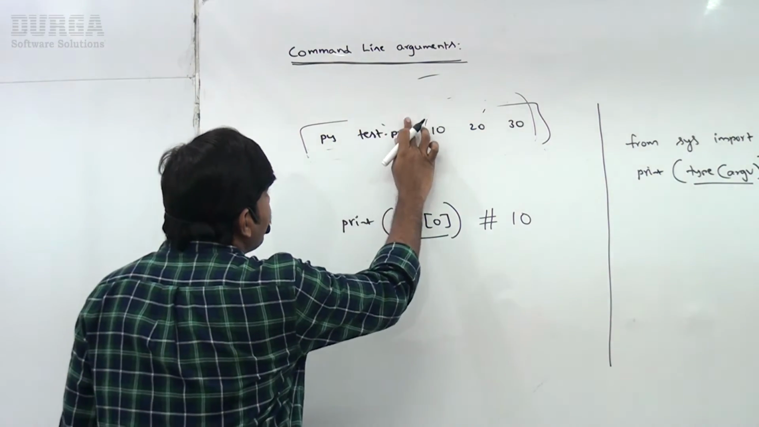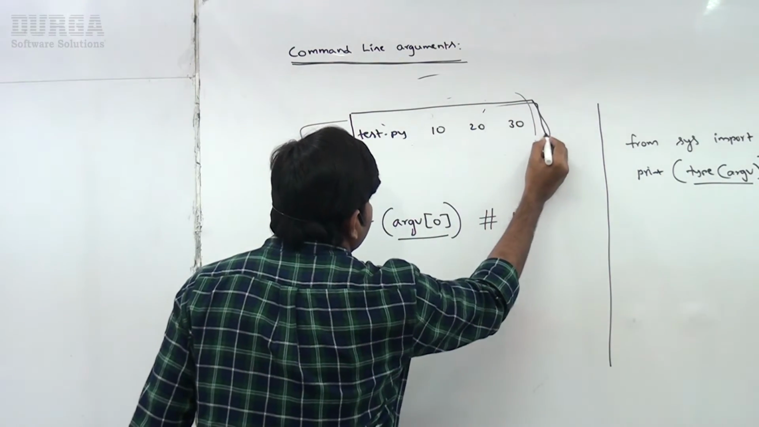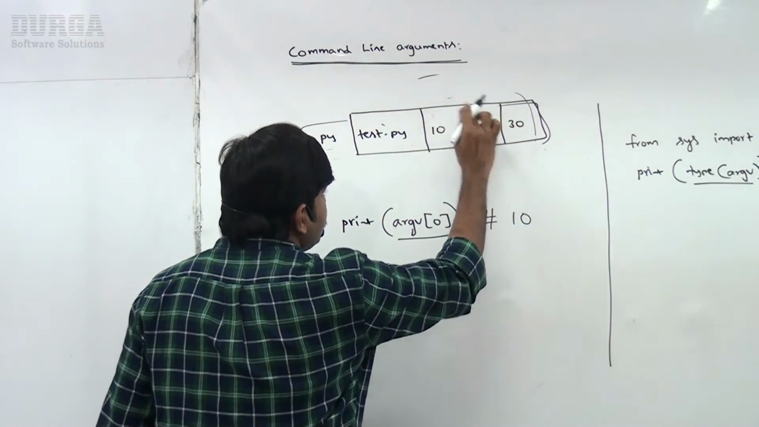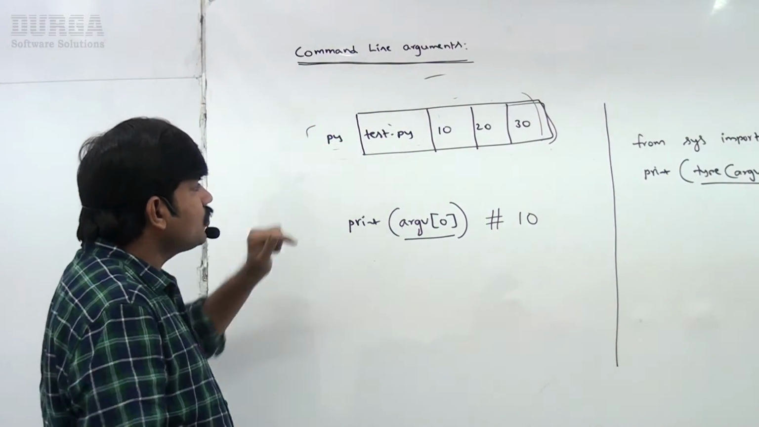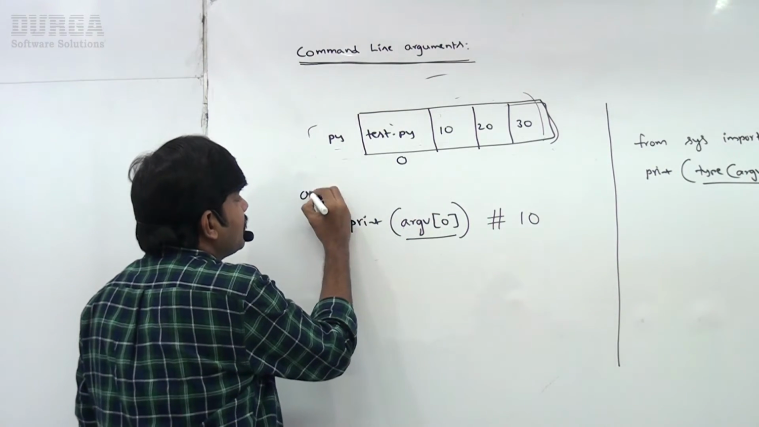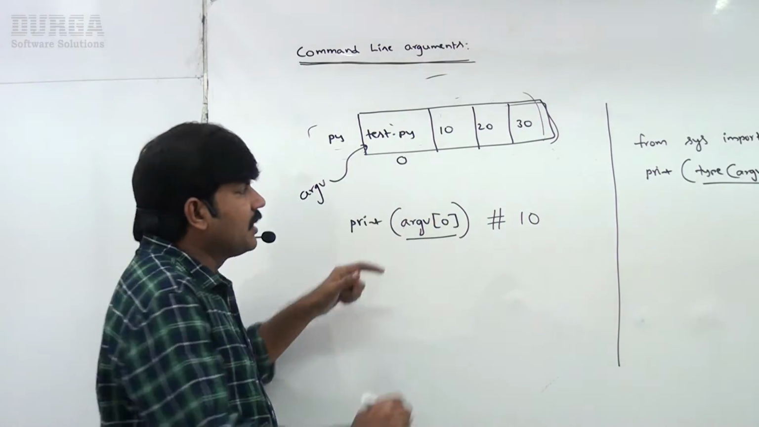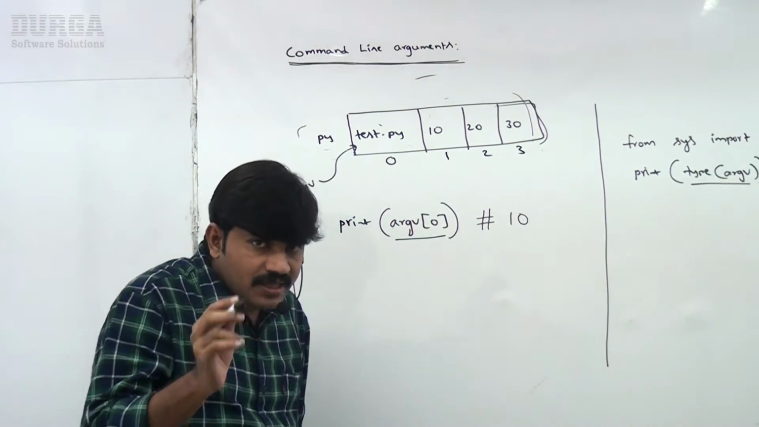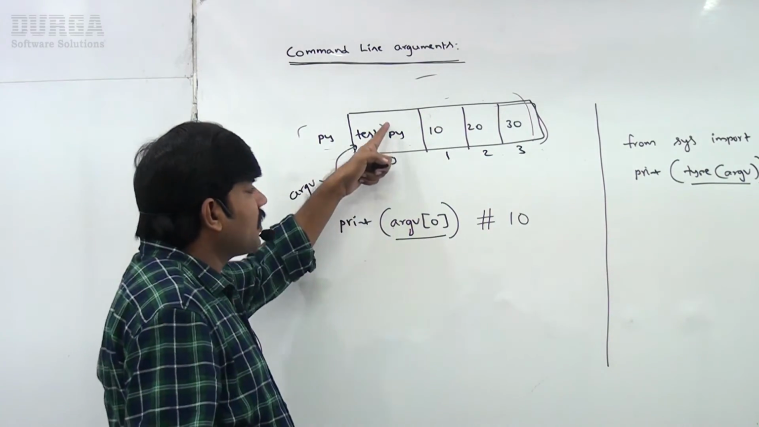Take very special care, sir. Internally this is argv. Remember this one. Forget about this command, py. Now this is the first element present inside argv. Next, this is the second element, third element, like this. So in argv, the first element is the name of the Python file.